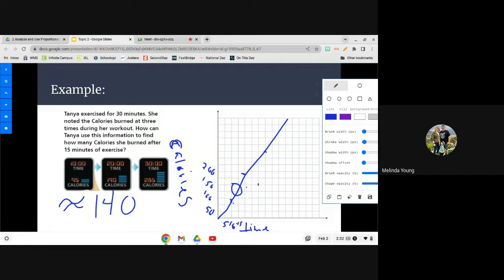Make sure that you are looking here. You've got time, we've got calories. We figured out which was which. And then we drew our line. We know it's a proportional relationship because it started at 0 and it's going a straight line right up. Okay. All right.